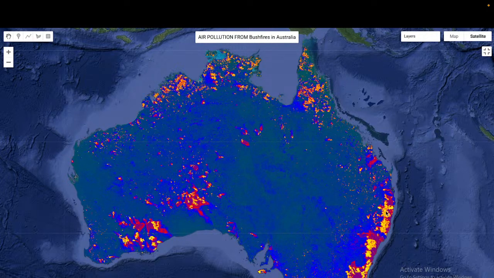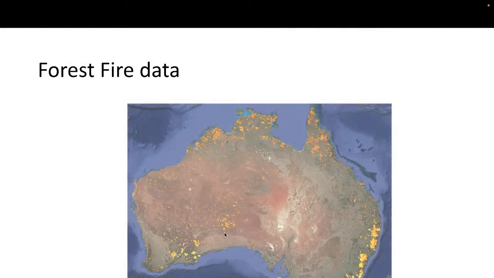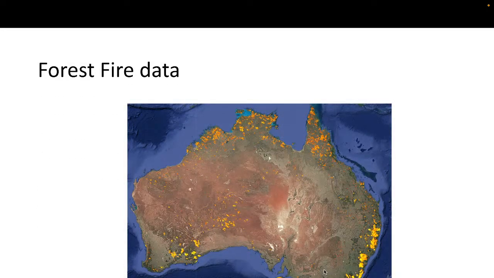We can also create forest fire data. You can see this is one kind of forest fire data for Australia. We can easily find this type of forest data, so we can easily identify this type of thing from Google Earth Engine, and further you can also use it.